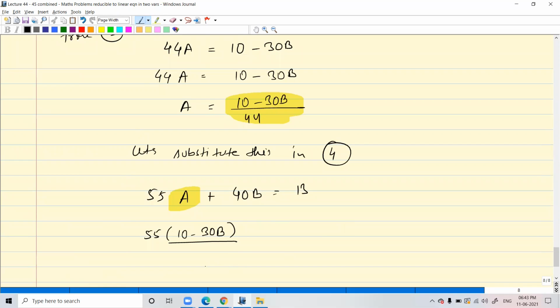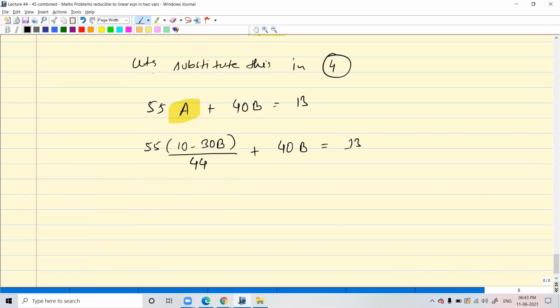So let's continue. 10 minus 30b by 44, and this will become by 44 here plus 40b is equal to 13. Everything fine so far? All I did is replace the value of a. So now you see this 55, 11 5s, 11 4s will get cancelled. Can we cancel anything else? Actually there is a 2 common in the numerator that we can take out.